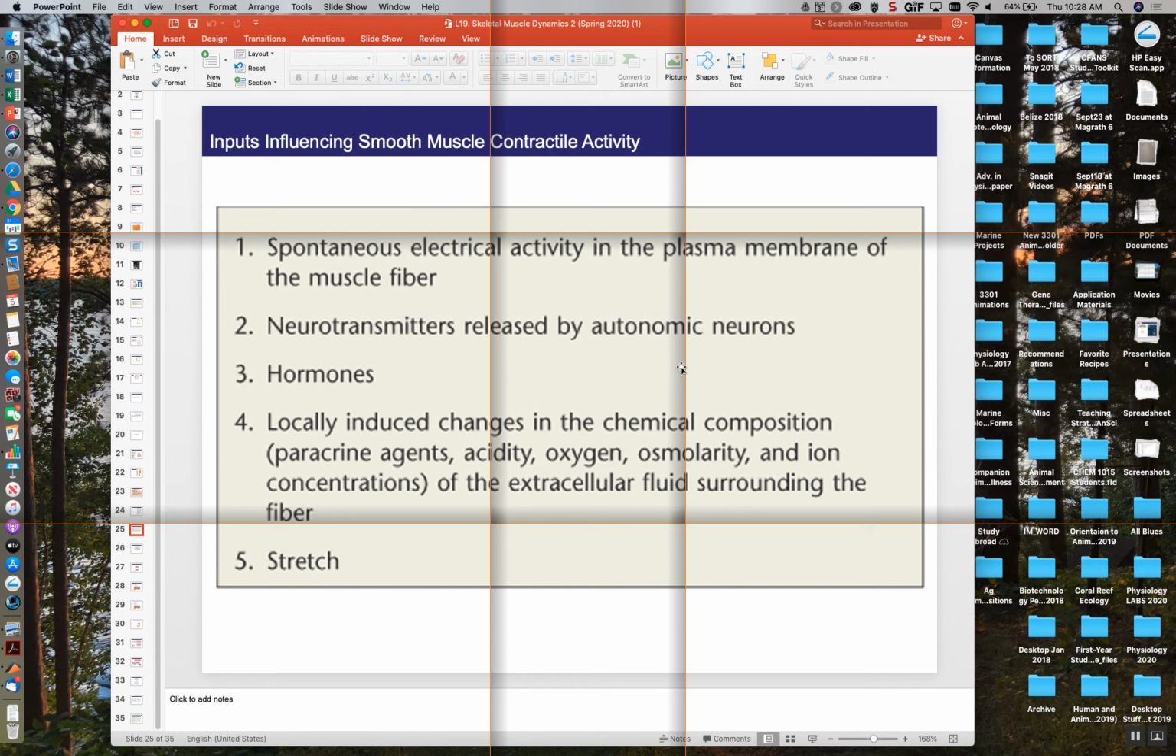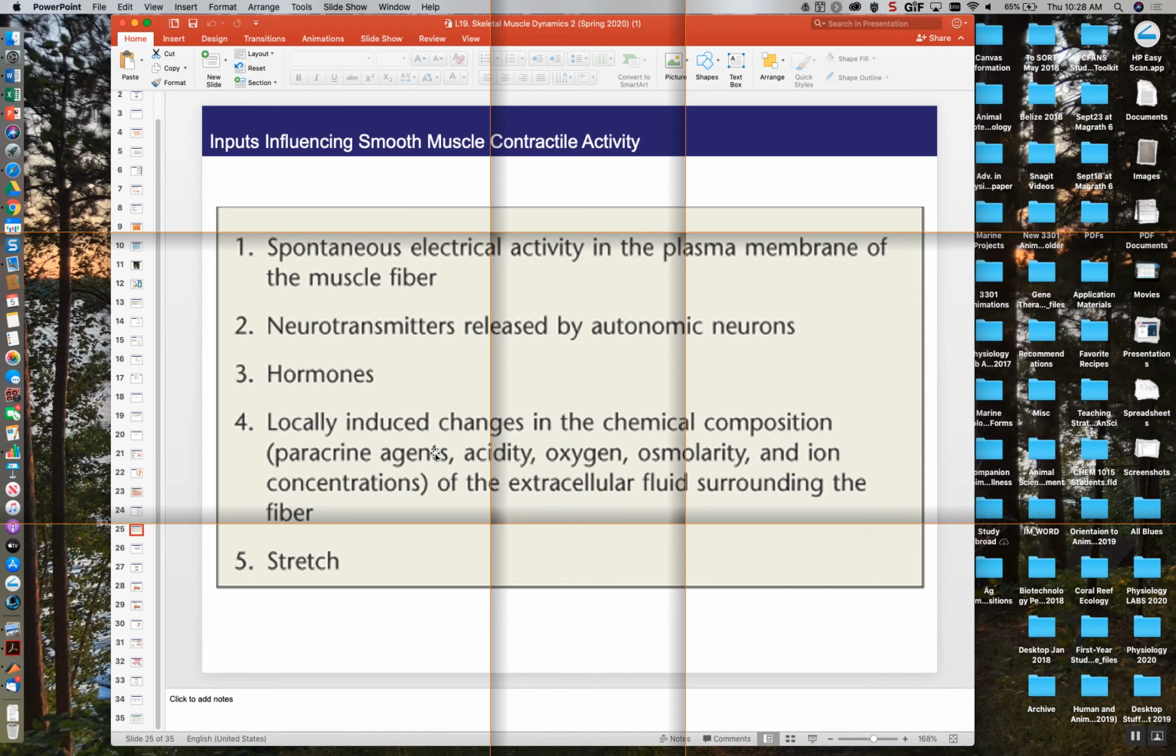If you have a local environment that's high in carbon dioxide, obviously this part of the tissue or this part of the body is not getting sufficient oxygen. And that elevated carbon dioxide levels actually tend to dilate, relax smooth muscle cells, okay? So there's local changes within the environment that surround smooth muscle cells that can also cause contraction or relaxation.